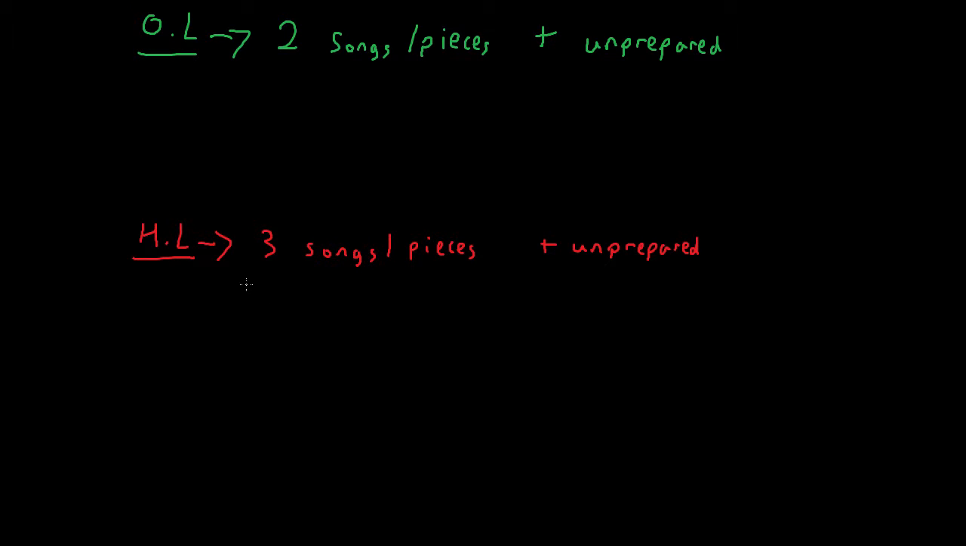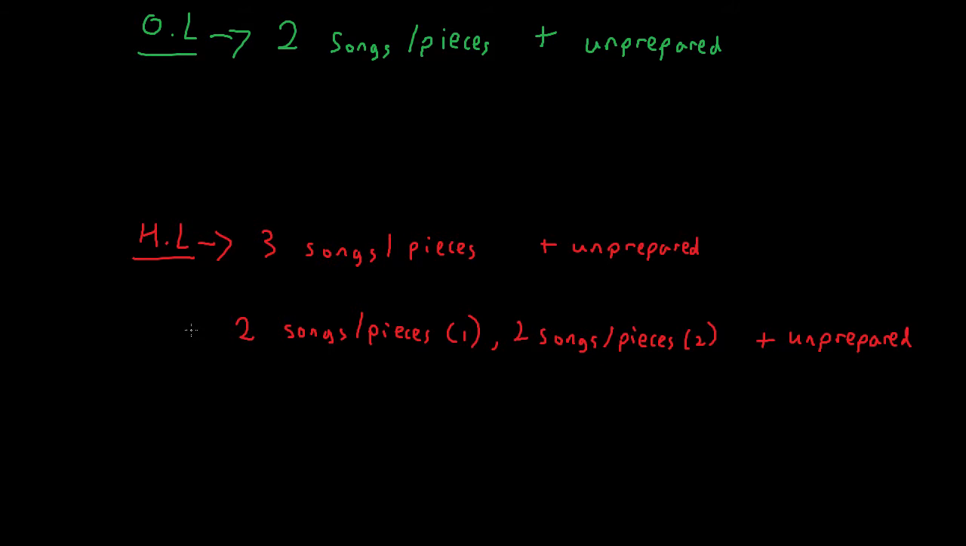Or an alternative, if you're doing higher level, is you can do 2 songs or pieces on one instrument, call this 1, and 2 songs or pieces on another instrument, instrument 2. And again, your unprepared part of your exam. If you choose this option, the 2 songs or pieces on one instrument and 2 on another, the pieces you're playing only have to be of an ordinary level standard.